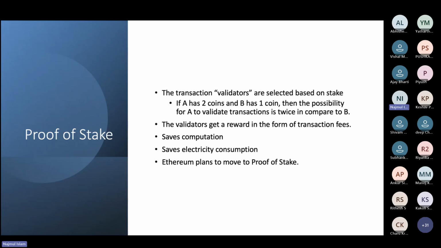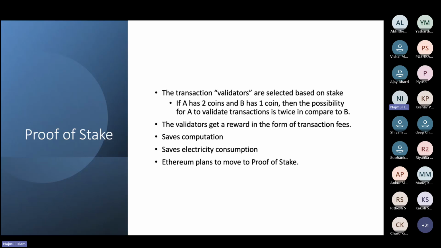The same thing I have written here: if, let's say, Bob or Charlie, whoever, if person A has 2 coins and B has 1 coin, then the probability for A to validate transactions is twice that of B. And the same as proof of work, the validators get a reward in the form of transaction fees. But it saves computation. How? Because you are now reducing the competition.